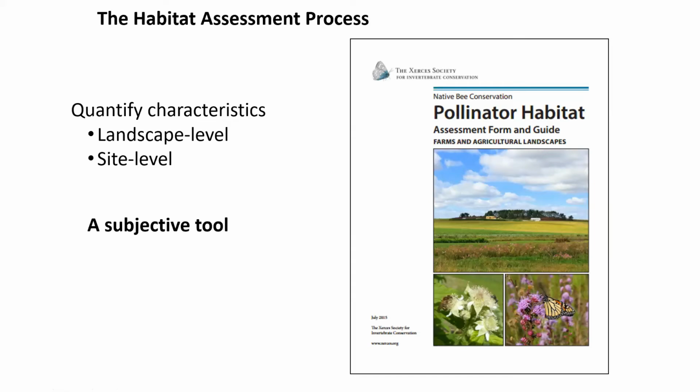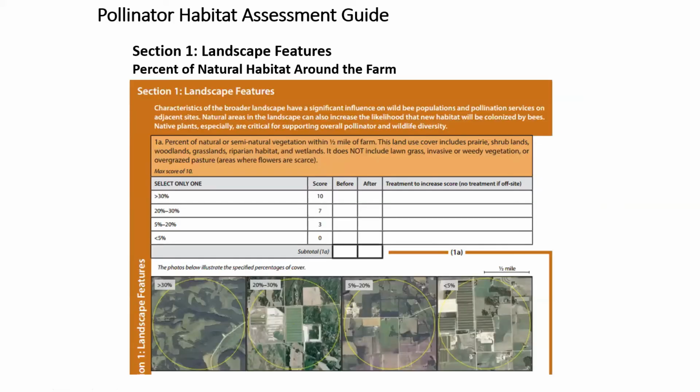So some of the things that you measure using a HAG would be landscape features. For instance, ideally, you would look at a map, at an aerial photograph, and try to quantify what percent of the area within 1/2 of a mile of the farm is natural or semi-natural vegetation.